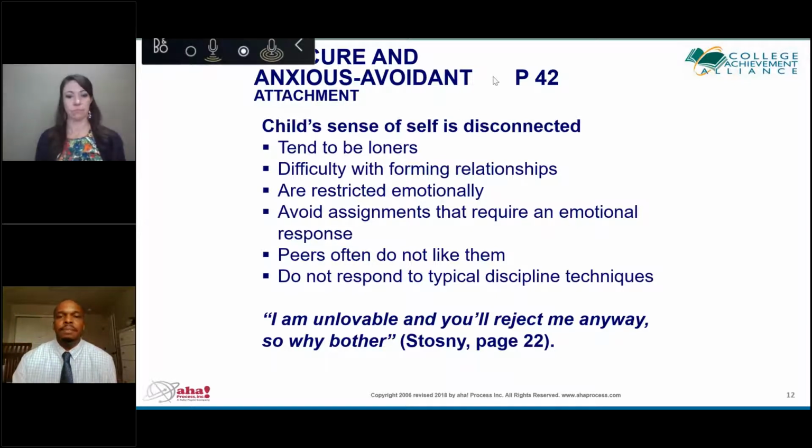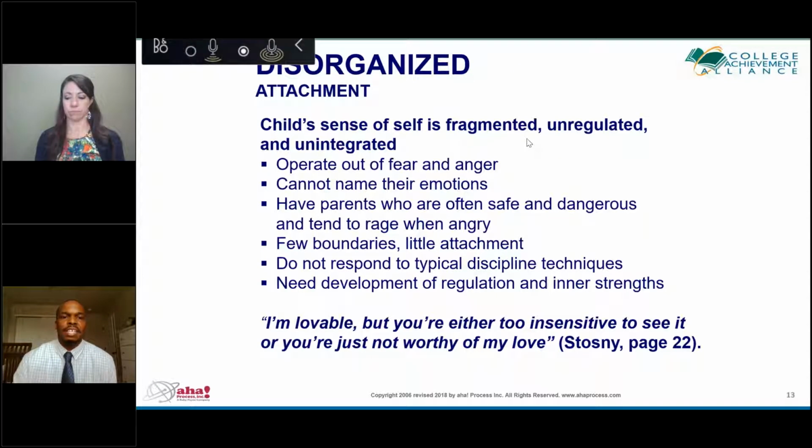And then lastly, what we see on the disorganized attachment one is that because they're operating out of fear, remember I told you that emotions are overcoming the cognitive reasoning of their mental state. And so what we see is, I'm lovable, but you're either too insensitive to see it, or you're just not worthy of my love. And so what they're saying is, look, there's so many things attacking y'all at once. I know who I am, but I'm just so overcome by emotion that I don't even have time to try to get you to understand where I'm at.